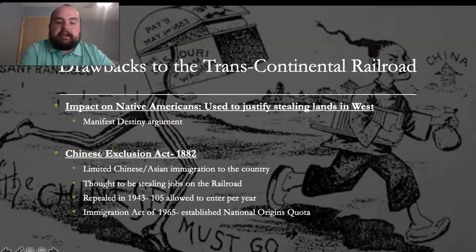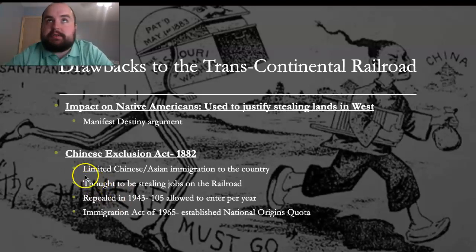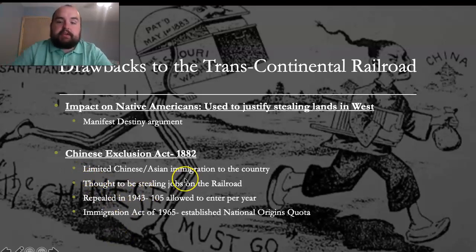Second, you've got the Chinese Exclusion Act of 1882, which is one of the most racist immigration laws we've ever produced in our nation's history. The specific goals of this law were to limit Asian immigration to the country, specifically, of course, focusing on China, as you can guess from the title. This law was justified because it was believed that the Chinese were stealing jobs to produce the Transcontinental Railroad. So ironically, you're punishing the workers who made this thing possible in the first place.